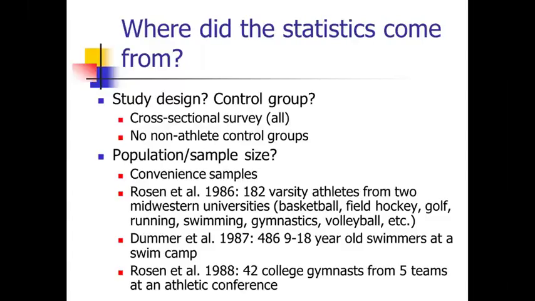So in one of the studies, we got a bunch of varsity athletes from some Midwestern universities across a whole bunch of sports. So those were college athletes, but okay. Now the next one, the 1987 study, actually was 9 to 18-year-old swimmers at a swim camp. So notice that wasn't college athletes, although everybody later cited it as college athletes, just some swimmers at a swim camp. And then another was also college athletes, college gymnasts, just 42 though, college gymnasts from just 5 different teams who happened to be at an athletic conference. So these are totally non-representative samples across a wide range of athletic groups with no controls.